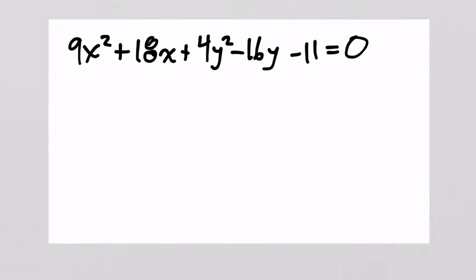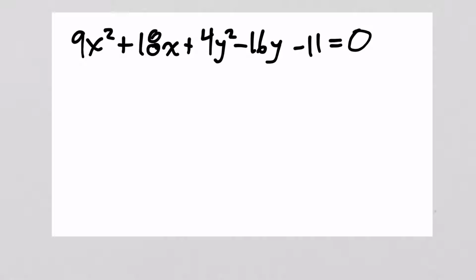Okay, now let's say we have a fully expanded equation here, and we want to know how to graph this thing. First thing I want you to notice is that I have a positive x squared term and I have a positive y squared term. That is indicating that we are dealing with an ellipse here.